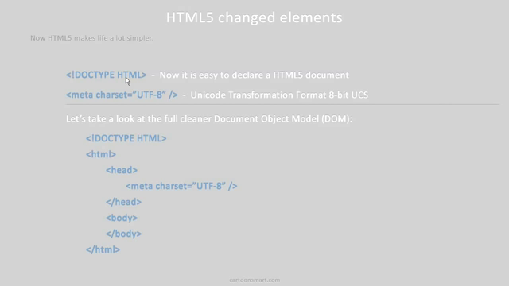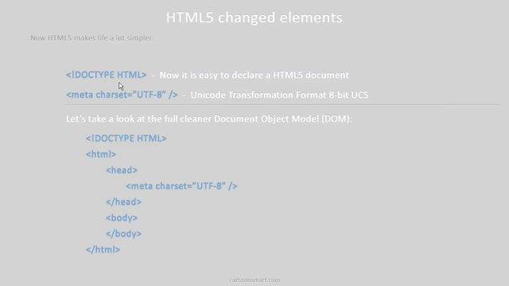Well, now with HTML5, it's so easy to declare a HTML5 document. So, for example, all you've got to do is say doctype html, and that's literally it. And the fantastic thing about this is that older browsers can still understand this doctype, so that's really fantastic.